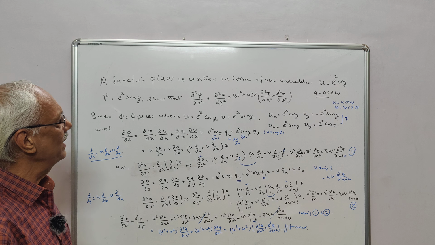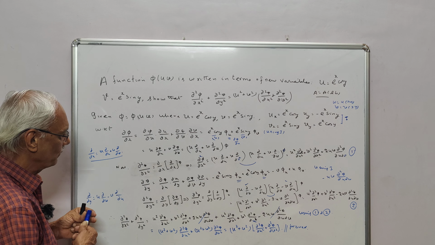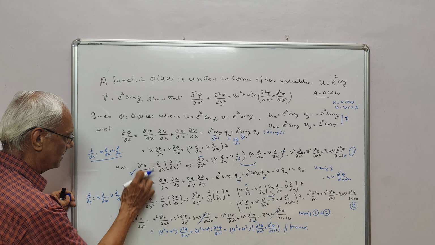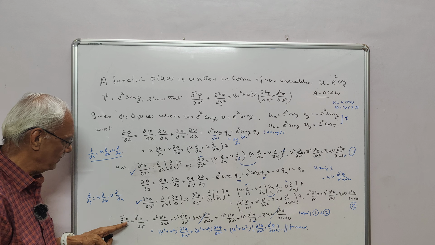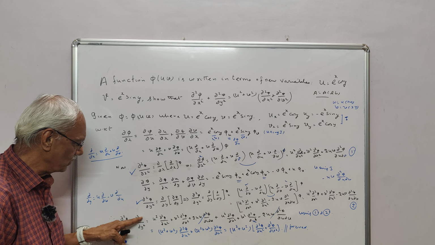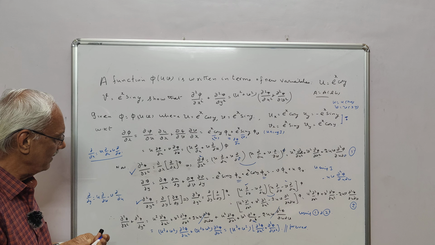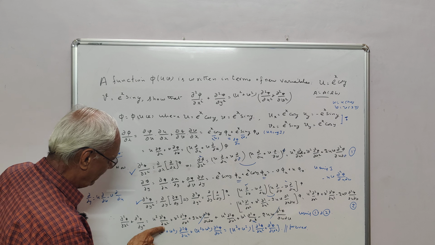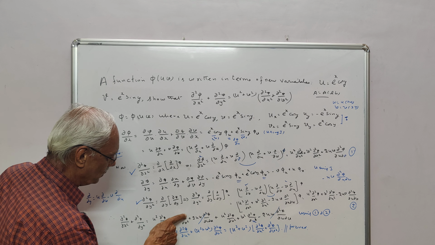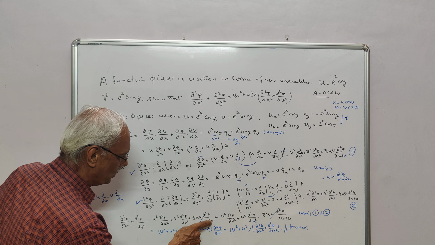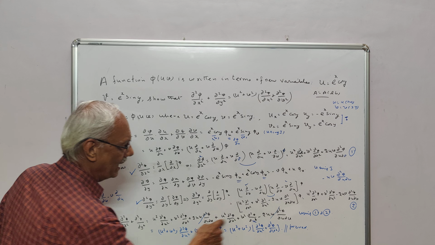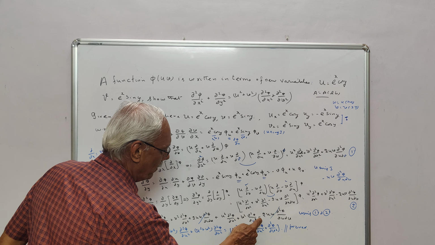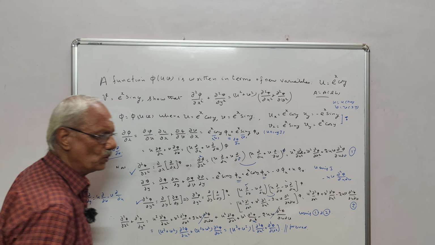Now what are you asked to find? You are asked to find the addition of these two. That means add this and this. So what will you get? ∂²φ/∂x² plus ∂²φ/∂y² is equal to, using 1, u squared ∂²φ/∂u² plus v squared ∂²φ/∂v² plus 2uv ∂²φ/∂u∂v, plus, adding this, u squared ∂²φ/∂v² plus v squared ∂²φ/∂u² minus 2uv ∂²φ/∂u∂v.